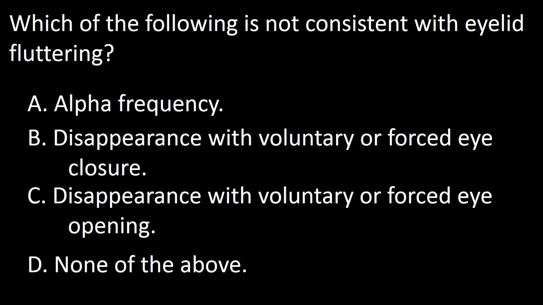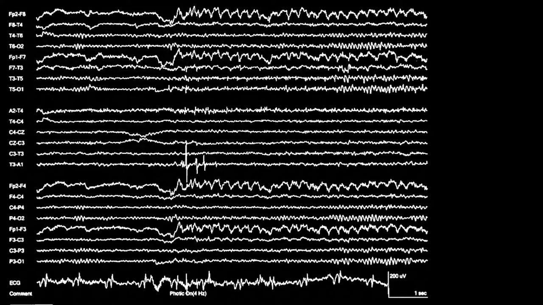Next question. Which of the following is not consistent with eyelid fluttering? A. Alpha frequency. B. Disappearance with voluntary or forced eye closure. C. Disappearance with voluntary or forced eye opening. D. None of the above. Eyelid fluttering may occur triggered by photic stimulation, as in this frame. When it is so, the fluttering frequency usually coincides with the frequency of the photic stimulation.